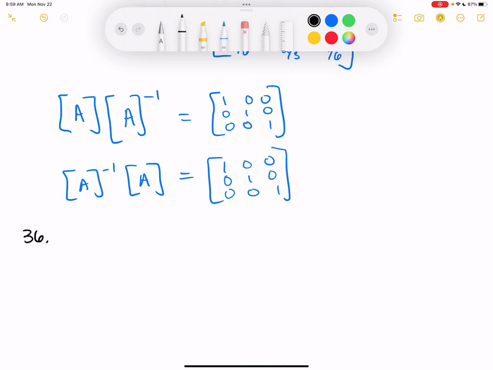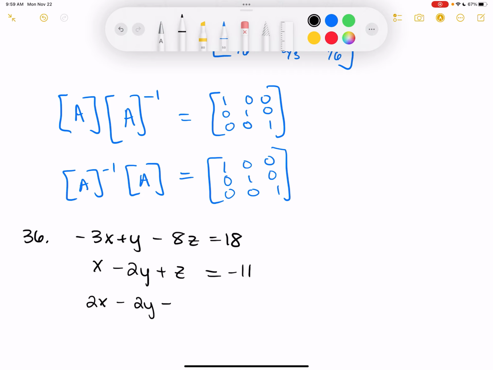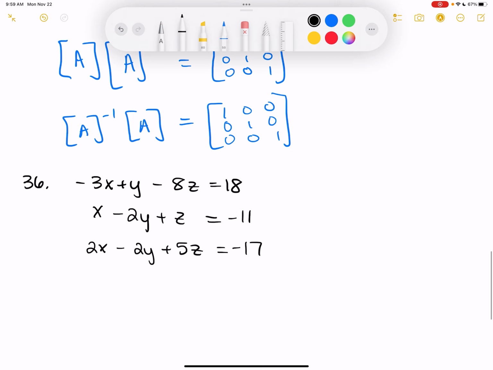Okay? So this linear system: negative 3x plus y minus 8z is equal to 18. x minus 2y plus z is equal to negative 11. 2x minus 2y plus 5z is equal to negative 17. Now, we absolutely could do that by hand, but it doesn't look very friendly.